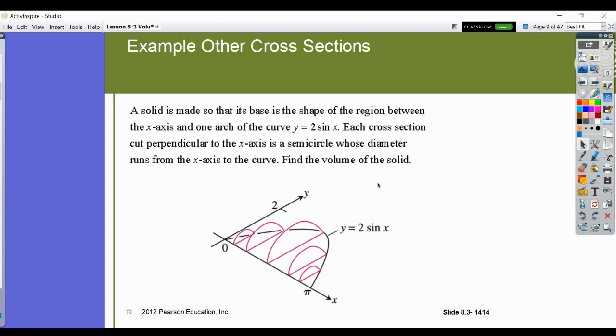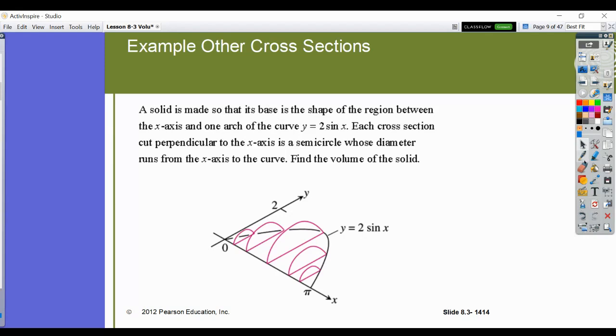Here we have a solid whose base is the shape of the region between the x-axis and one arc of the curve 2 sine of x. The wording can be a little tricky, so make sure you read that carefully and draw what they're talking about. So we've got the first curve of 2 sine x, so sine x that's been stretched up a little bit. They laid it flat so the picture would make more sense. And then they're going to tell you what the cross sections are.